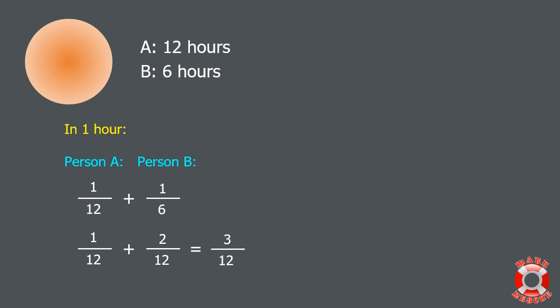So, per hour, they have eaten a total of 3/12. This is also the same as saying that, of the 12 pizza slices, 3 have already been eaten by the two persons after an hour. But the problem didn't ask how much they can eat per hour, it asked how long they'll take to finish eating the whole pizza together.